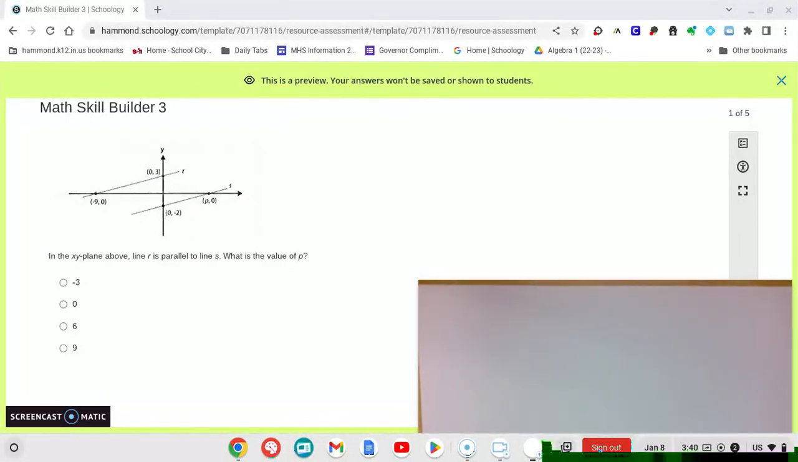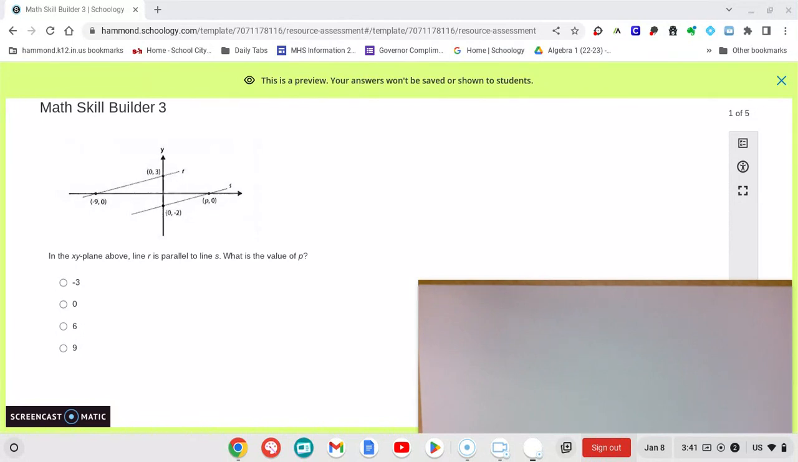All right, let's take a look at the problems in Math Skill Builder number 3. So our first item tells us we've got an XY plane, and there's two lines, line R and line S. We're told they're parallel, and we're asked what is the value of P, which is the X coordinate of this point. So how are we going to be able to determine what that X value is?